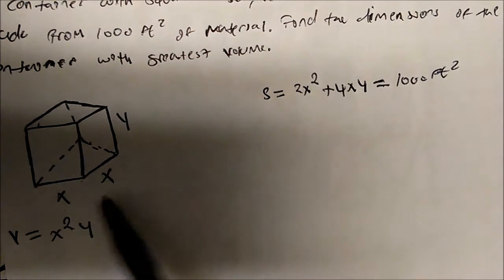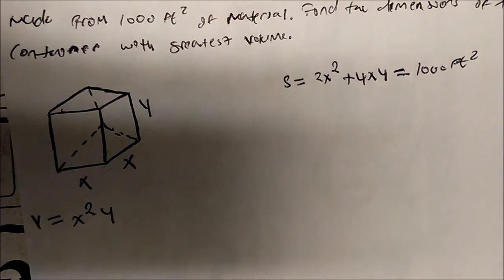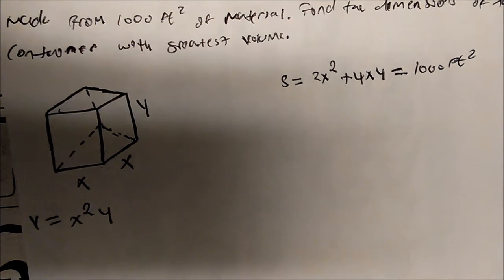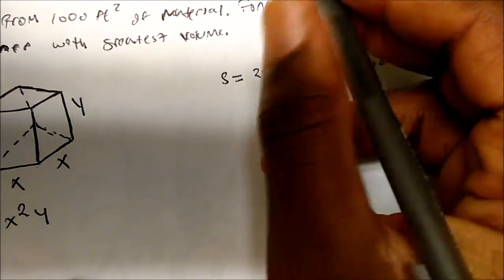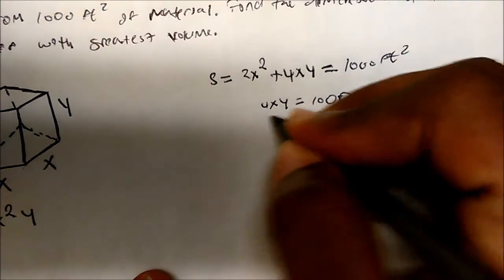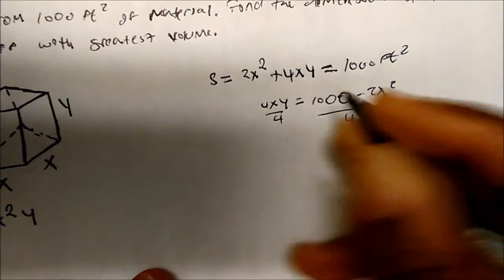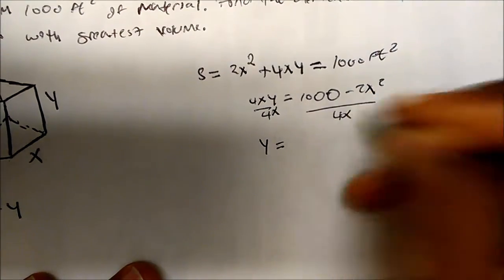It could be x or y because we know that we can't take a derivative with two variables. In this case, it doesn't make any sense, right? So I'm going to solve for, let's solve for y, right? So 4xy is now going to equal 1,000 minus 2x squared, right? Divided by 4x on both sides.